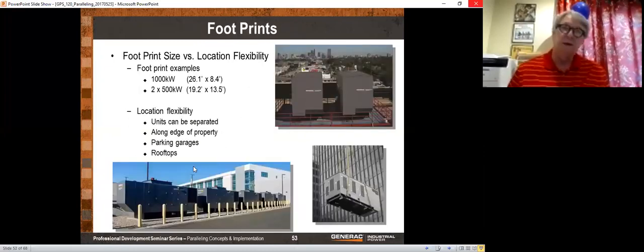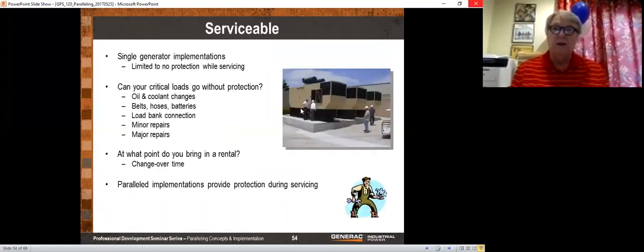Footprints: typically multiple generators are going to be slightly bigger, but we do have installations where they actually were smaller. And you can see in this instance, I think that's kind of pretty. This is not ours, but they really didn't have any place to put the generators, and they lined them all up end to end, which is no problem. We have a number of instances where generators are lined up end to end like that.